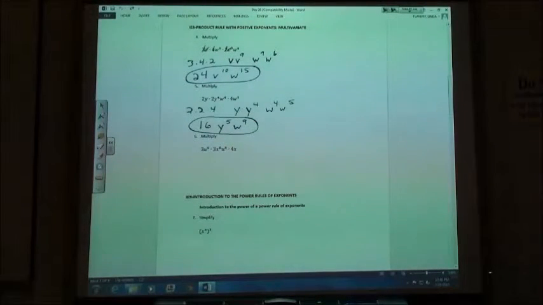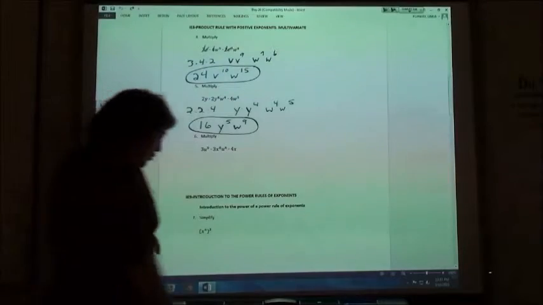And the order of your variables isn't really important. If you put the w first and then your y, that would be all right too.